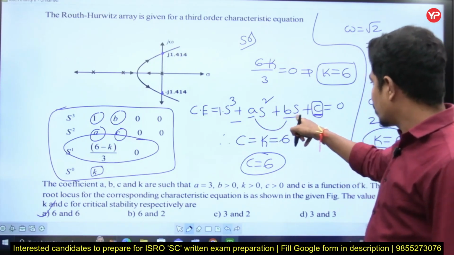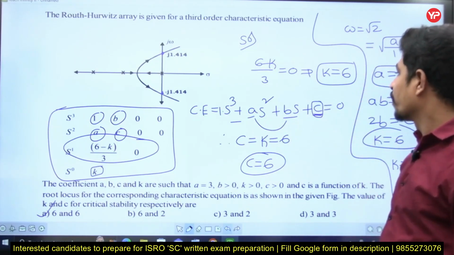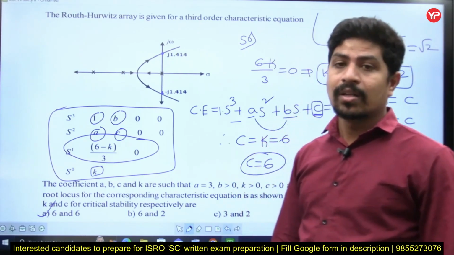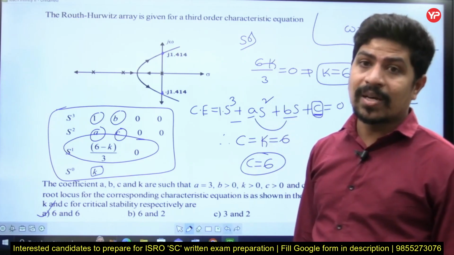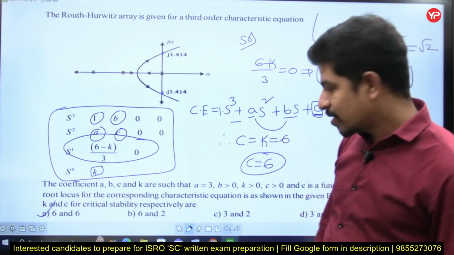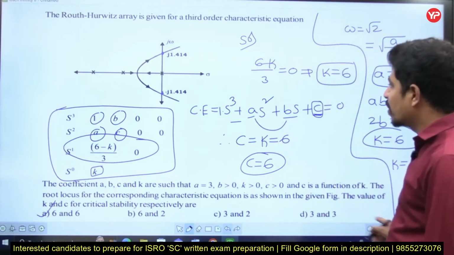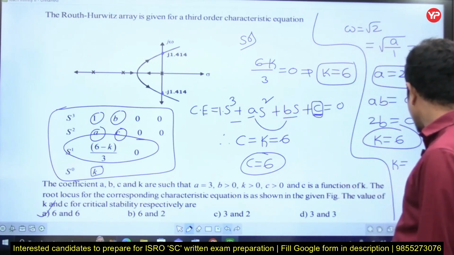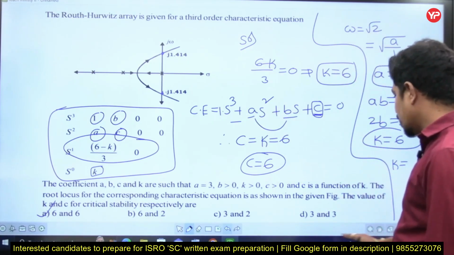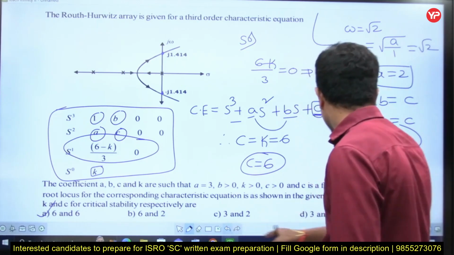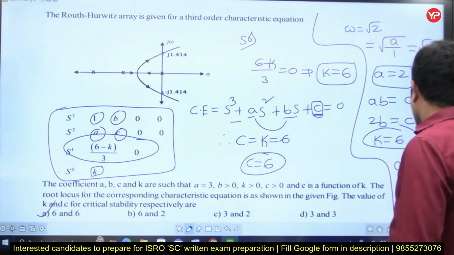S cube plus AS square plus BS plus C is equal to 0. Now we have to find the value of K for which the system is marginally stable. How to find? That is very simple, by using RH tabulation again. The condition for the system to be marginally stable is AB is equal to C.